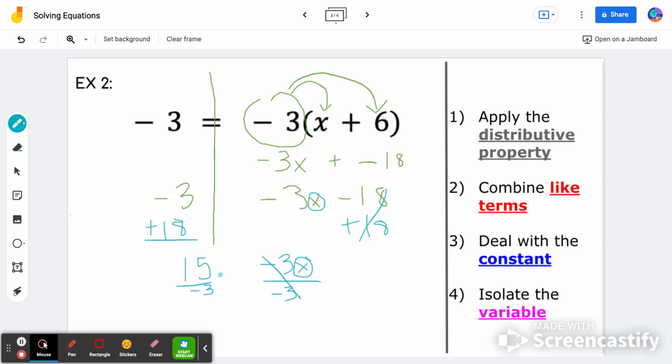Cancel out my 3s. 15 divided by negative 3 is 5, and it's going to be negative 5. Don't forget that we use those integer rules. Remember the triangle from last time? You can always use this when you're dealing with division and multiplication of integers. And so lastly, negative 5 is our solution. I could also rewrite this as x equals negative 5. All right, good job, everyone.